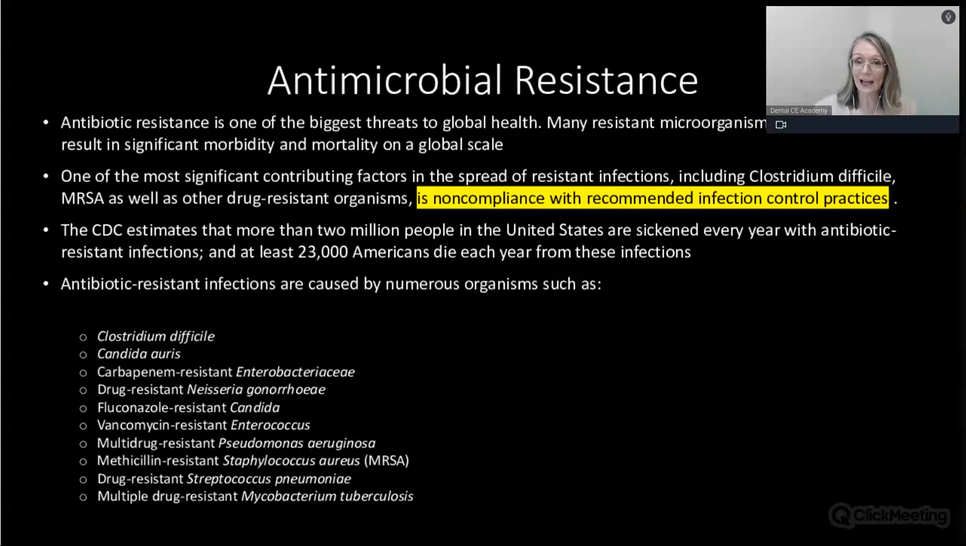Now, antibiotic-resistant infections are caused by many different organisms, as we'll see. Clostridium difficile, Candida auris, which has been in the news quite a bit lately, fluconazole-resistant Candida, which is part of that. Candida auris now is developing resistance to all three of the major antifungals. Vancomycin-resistant Enterococcus, multi-drug-resistant Pseudomonas aeruginosa, methicillin-resistant Staphylococcus aureus.